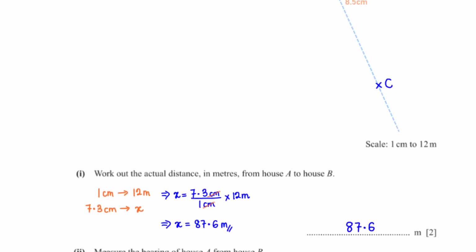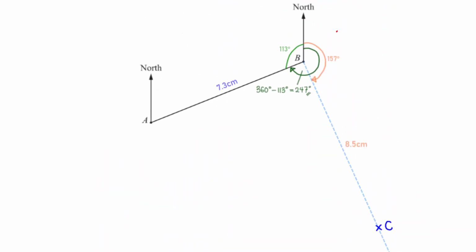On the scale drawing, we use a protractor to measure an angle of 157 degrees from the north of house B. Then we pin the position of house C along this bearing such that it is 8.5 centimeters from house B.